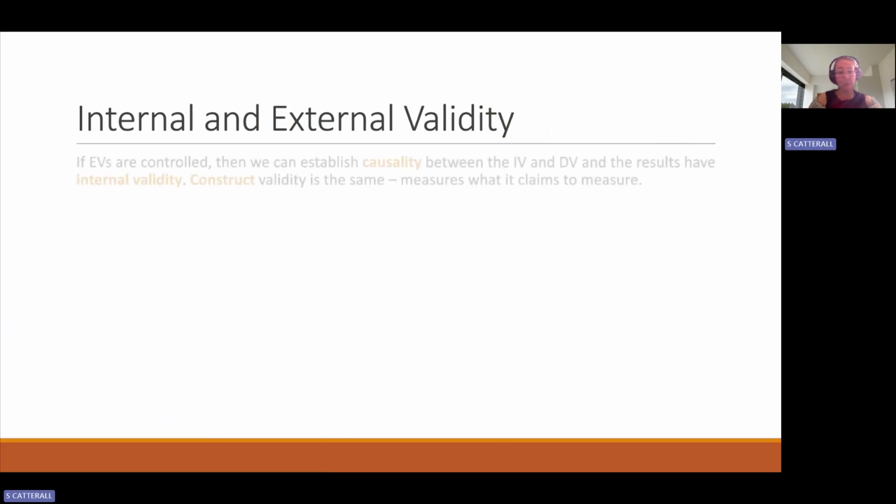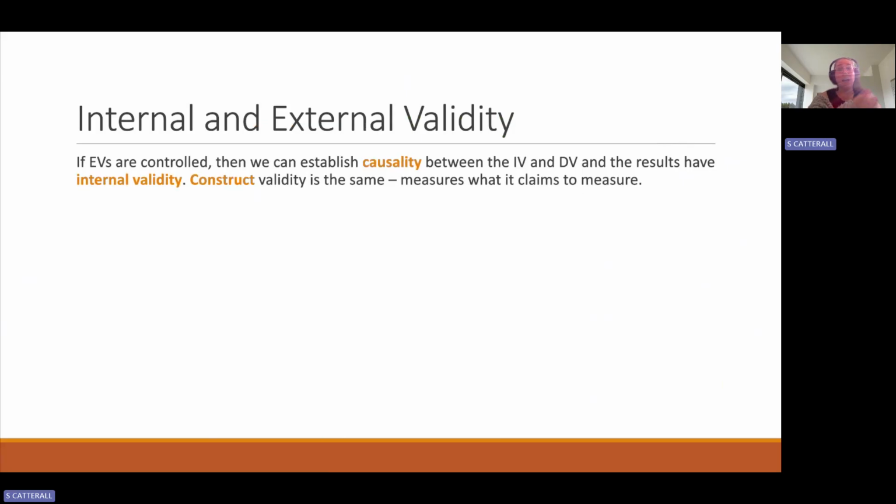Then for validity, the way that this one's different is validity is about accuracy. Have you actually found correct information? So if we can control for extraneous variables, we can establish causality, which means that we've got internal validity in our study. And internal validity is an umbrella term for lots of different types of validity. The one that you need to know is construct validity. What it means is, have I measured what I'm claiming to measure?